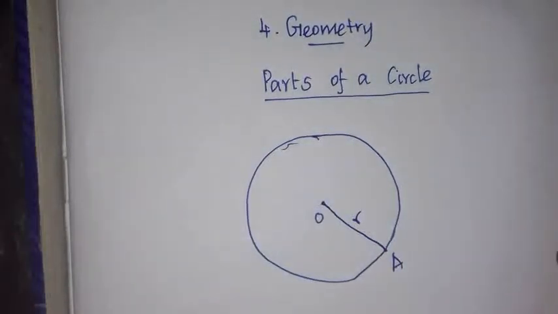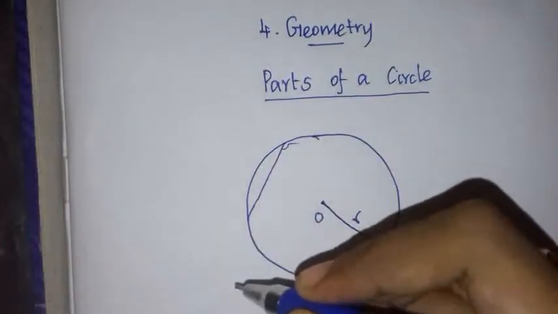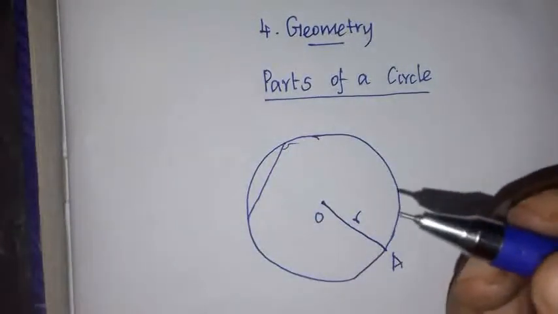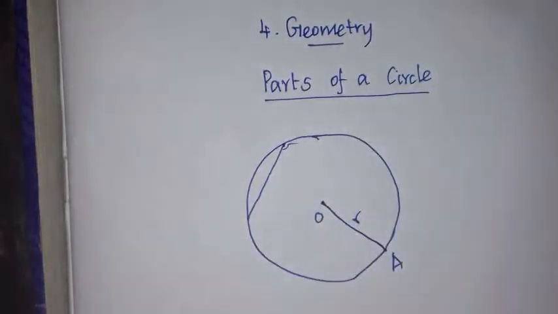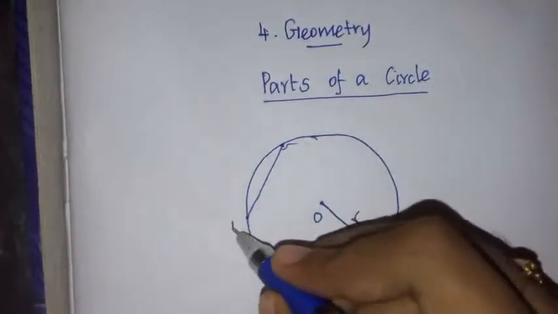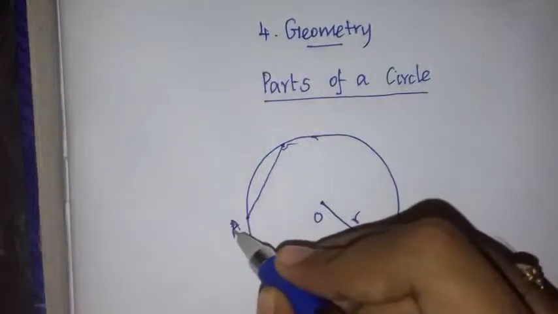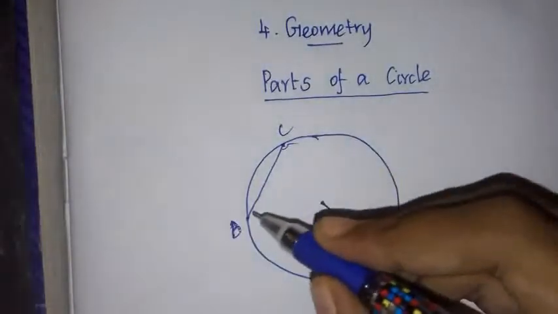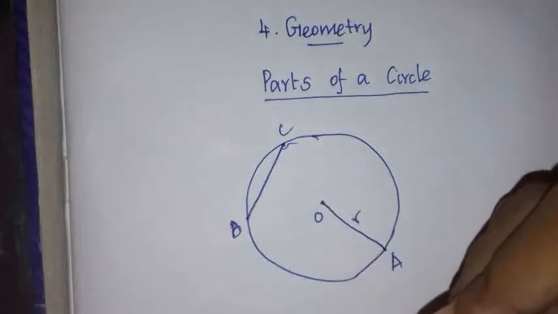Then what is a chord? A chord is a line segment whose end points lie on the circle. That is a chord. What is that? We are going to mark 2 points on the circumference of the circle. That is, this is one point and this is another point. Mark it as A, okay, here we have marked as A. So let me mark this as B and C. So if we join those 2 points, that is a chord.